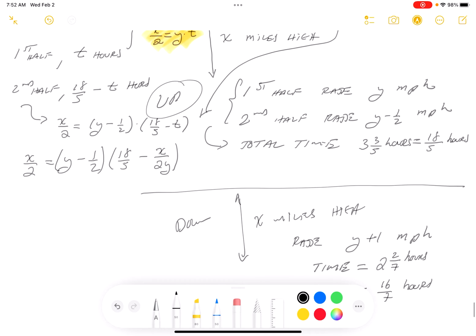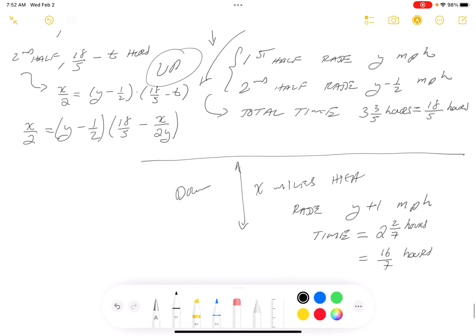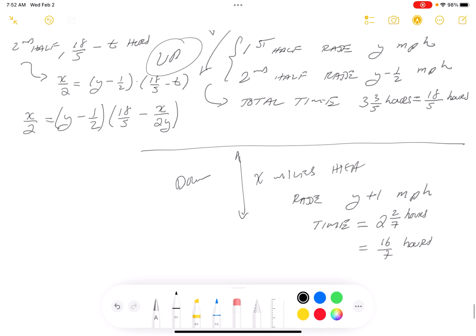All right, let's do the downward part now. Downward part, a little bit easier, I think. And what is it going to be? It's still a rate times time problem. And let's write this down. So he goes x miles, that's the distance, equals, well, what's its rate? y plus 1. And how much time does he spend in the downward journey? Well, he spends 16 over 7 hours.